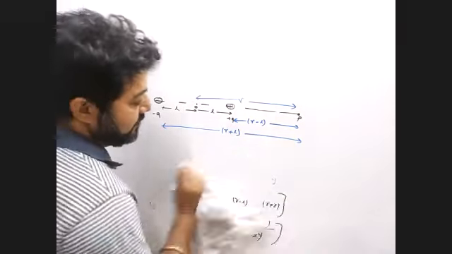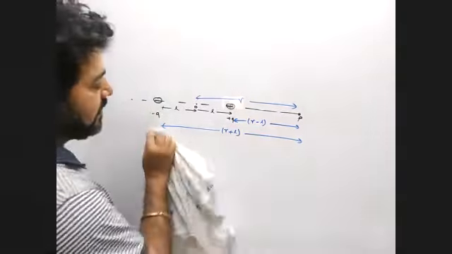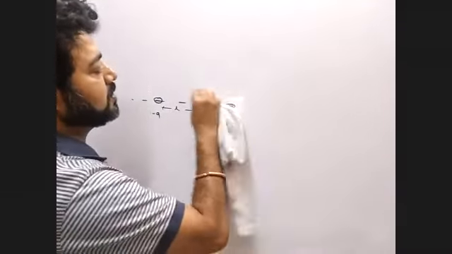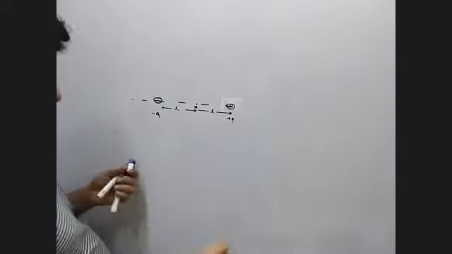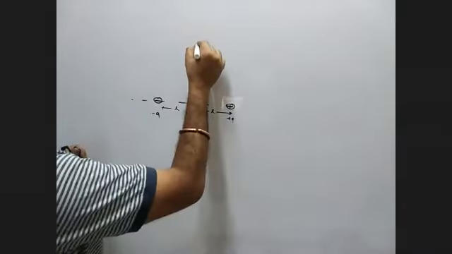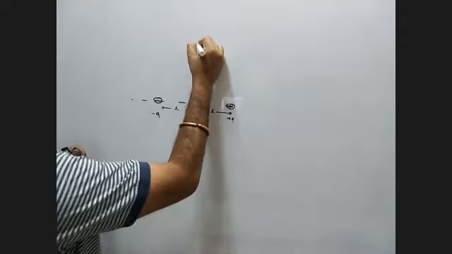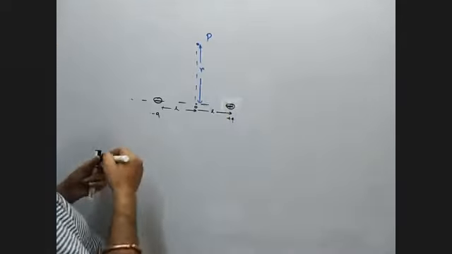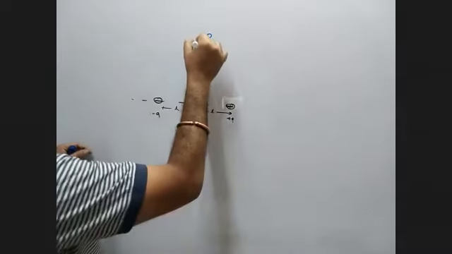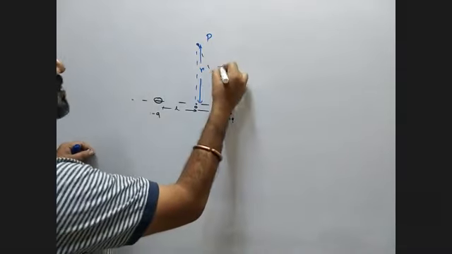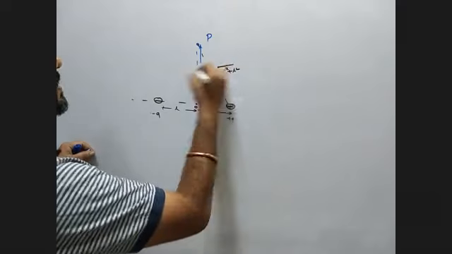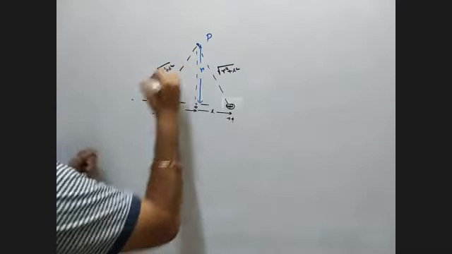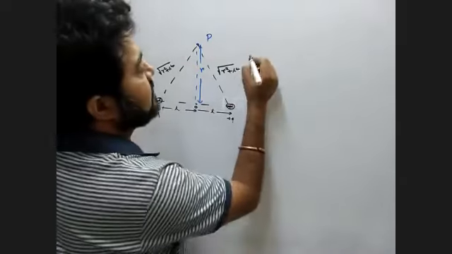Now what about the potential at the equatorial position? So for potential at the equatorial position, this one is my equatorial position. That P is the point, R is the distance. So what happened? That distance is root under R square plus L square, and that distance is also root under R square plus L square. So they are at equal distance.